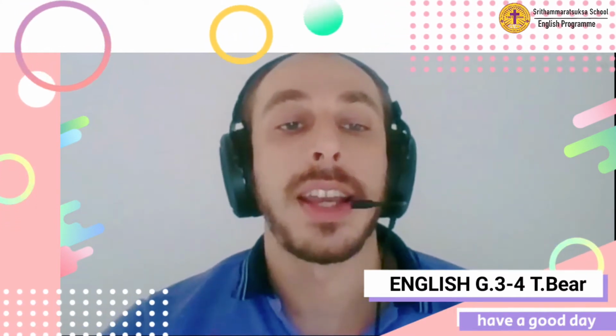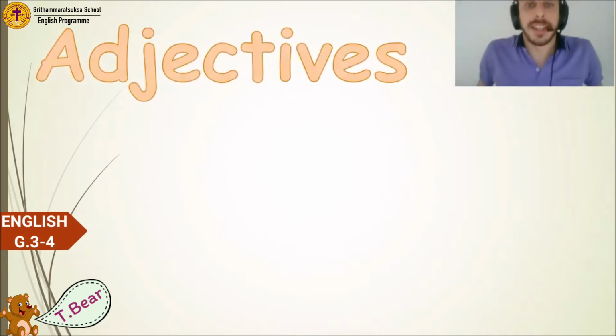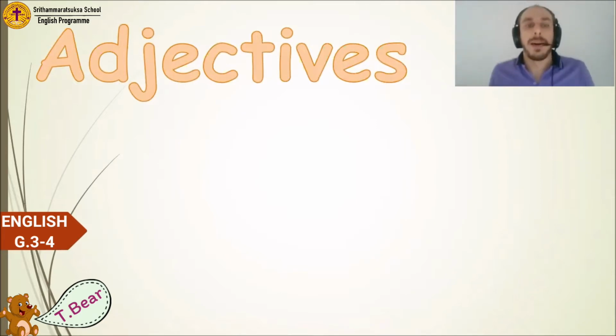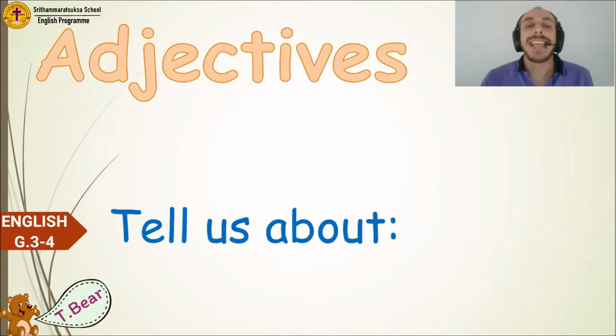So let's take a look. Okay. Our topic is adjectives. Adjectives have a special job in English. They are describing words. We use adjectives to describe things. Another way to say that is that they tell us about things.